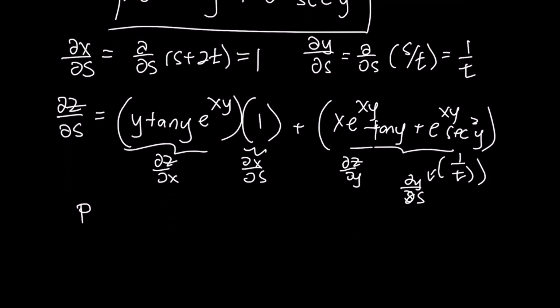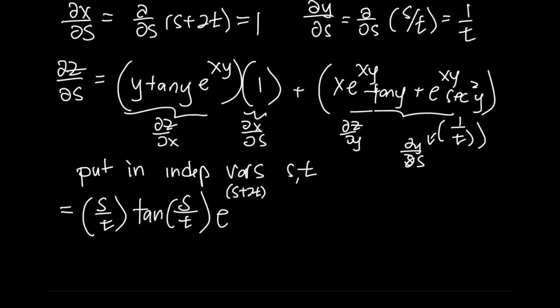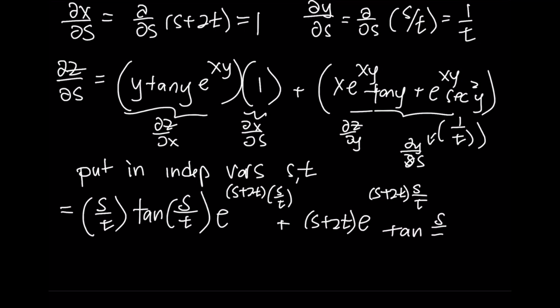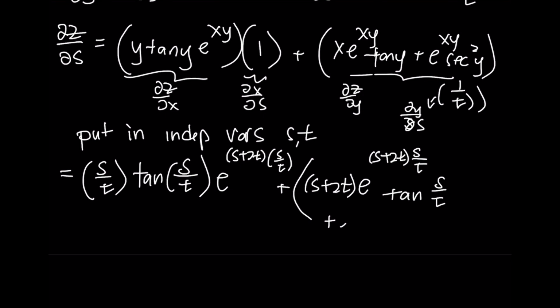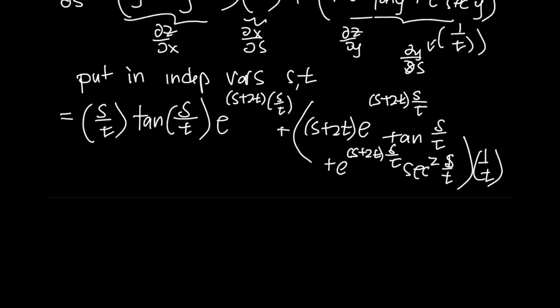Now, unfortunately, we need to put everything in terms of the independent variables. So this means everywhere we see a y, we need to replace it with s over t. So the tangent and the other expression become like this. Here upstairs, we'll get an s plus 2t times s over t. And then this second term is going to give me an s plus 2t e to the s plus 2t s over t, tangent of s over t, and all of this stuff is going to give me another s plus 2t s over t, secant squared of s over t, and all of this is multiplied by 1 over t. So it's a big mess. We can try to simplify it, but we don't need to do that right here.